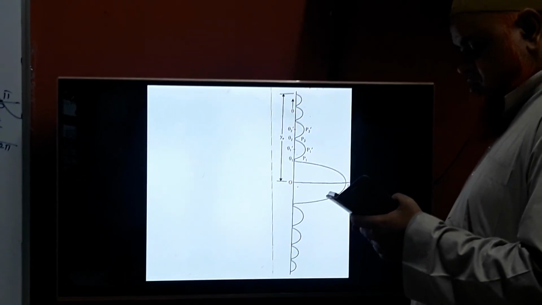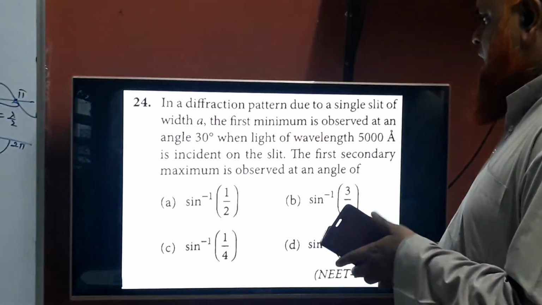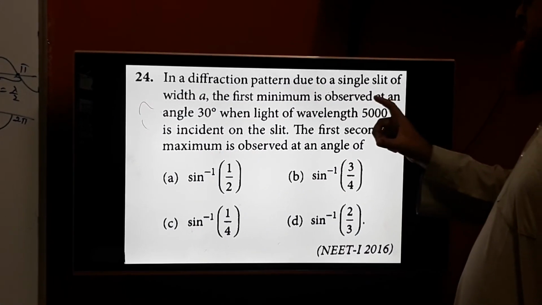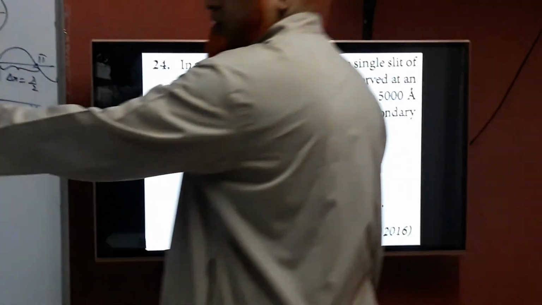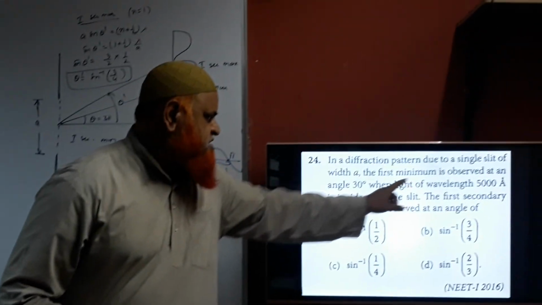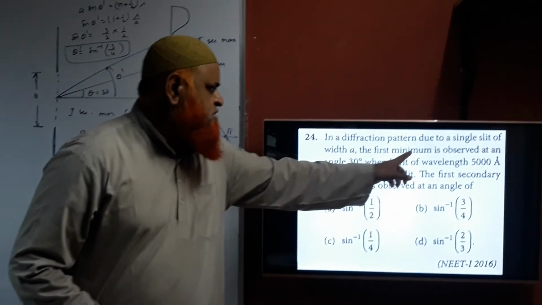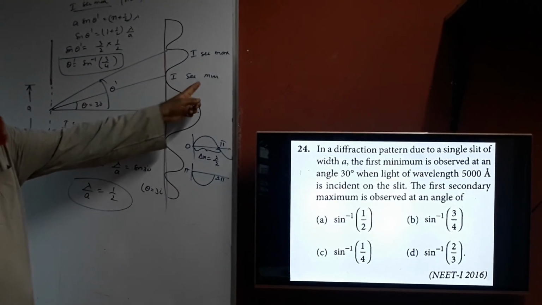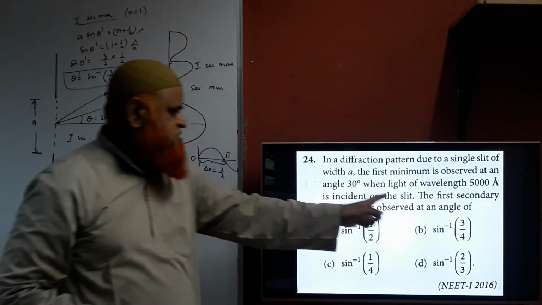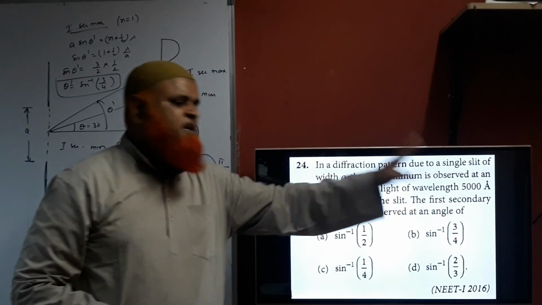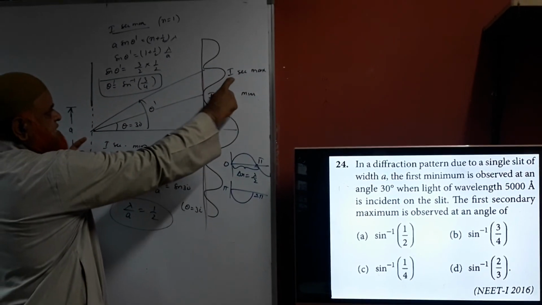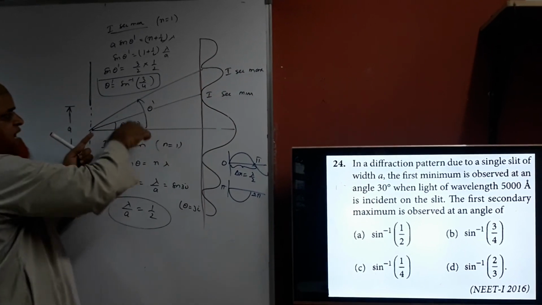Then we should discuss one previous year problem here. What does it say? In a diffraction pattern due to a single slit experiment of width a, you can just see the width a here. If you observe the question, the angle is 30 degrees for the first minima. So this is the first secondary minima where the angle is given as 30 degrees. He is asking us to find out at what angle the first secondary maxima is observed. That means this is the first minima and this is the first secondary maxima. This angle theta you have to find out.